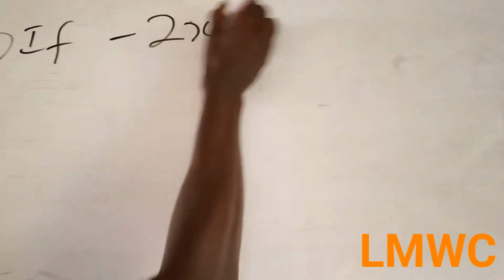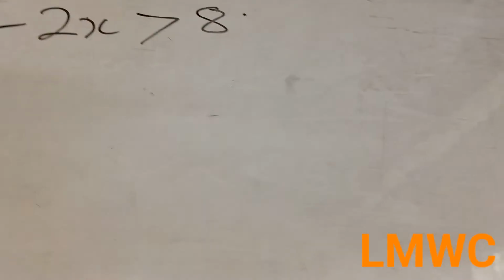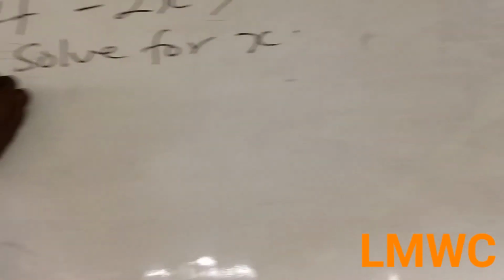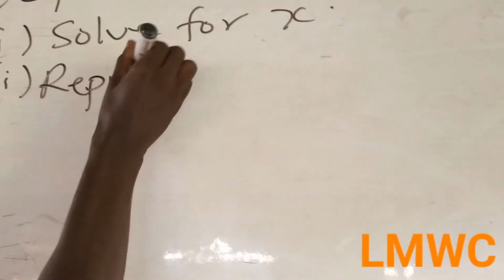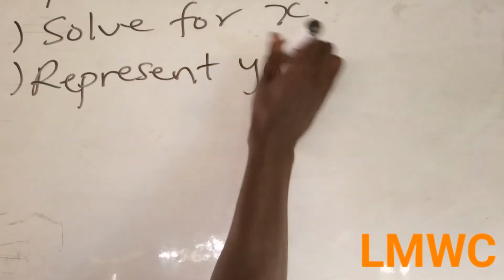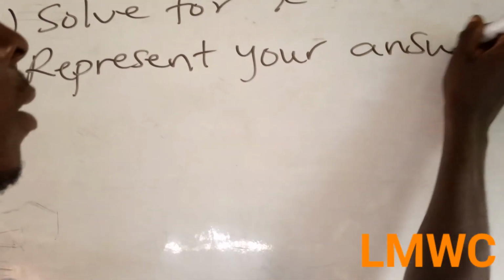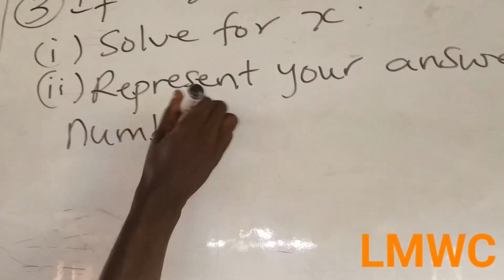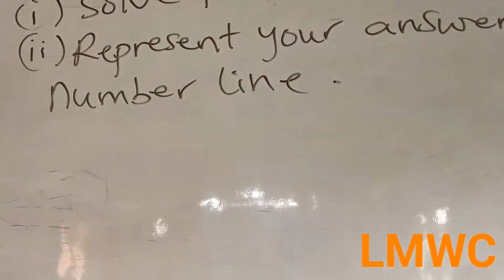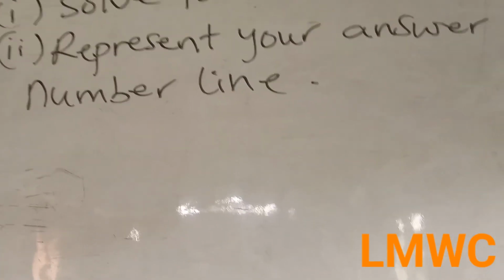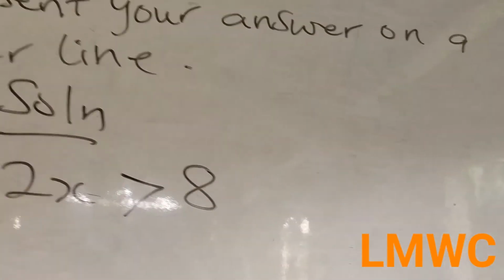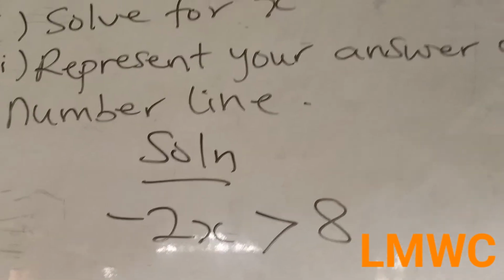Let us take our last example under linear inequality involving a variable on one side. Example 3. If negative 2x is greater than 8, solve for x, and represent your answer on a number line. You see now, I've given you negative 2x is greater than 8. And now the coefficient of the variable is negative.